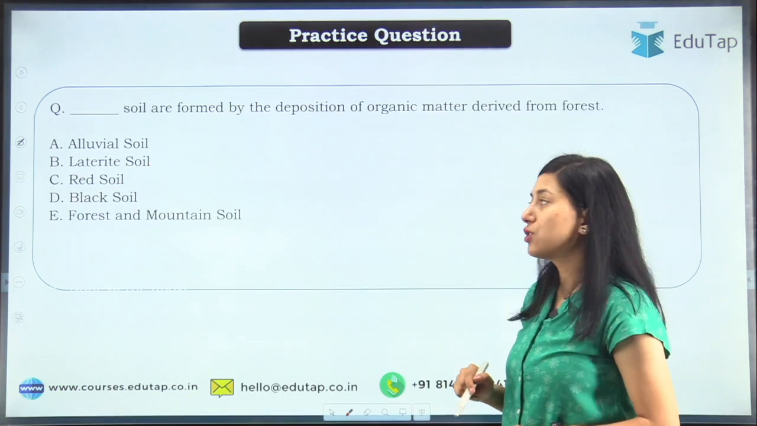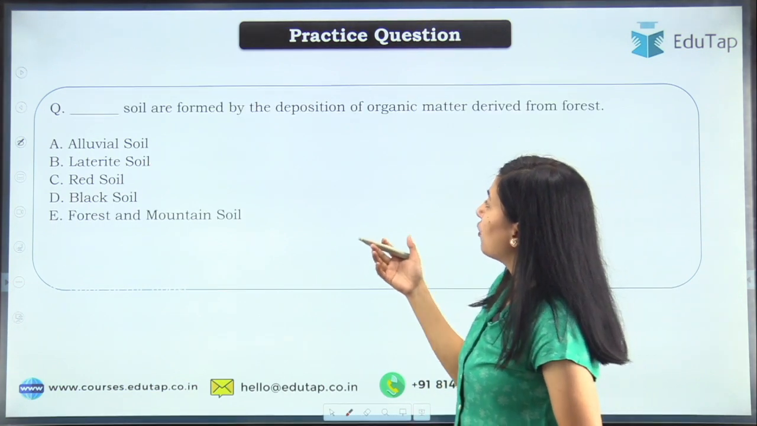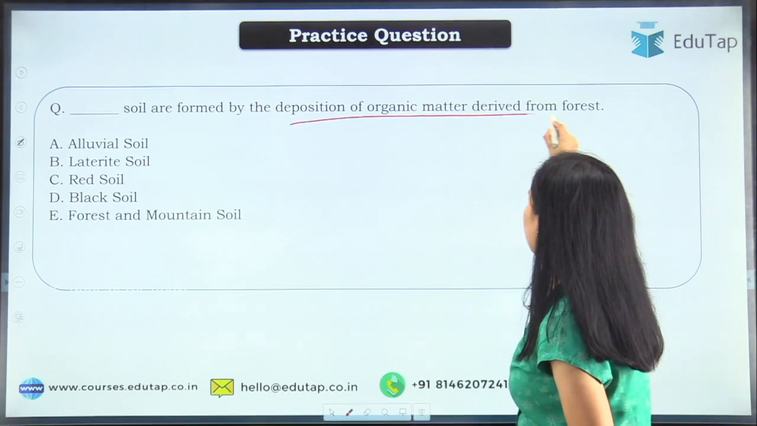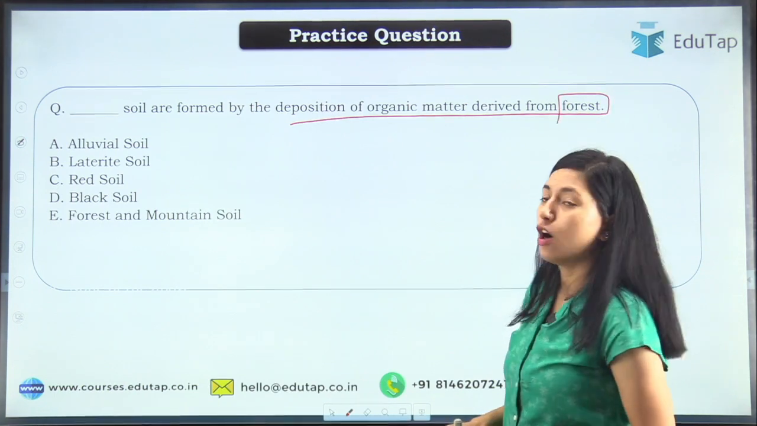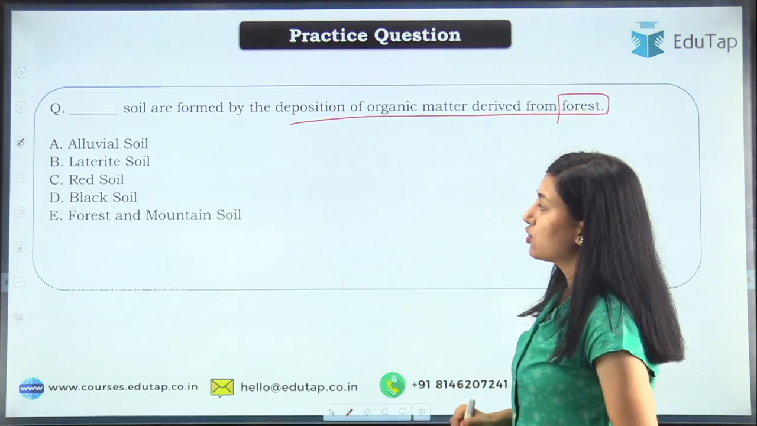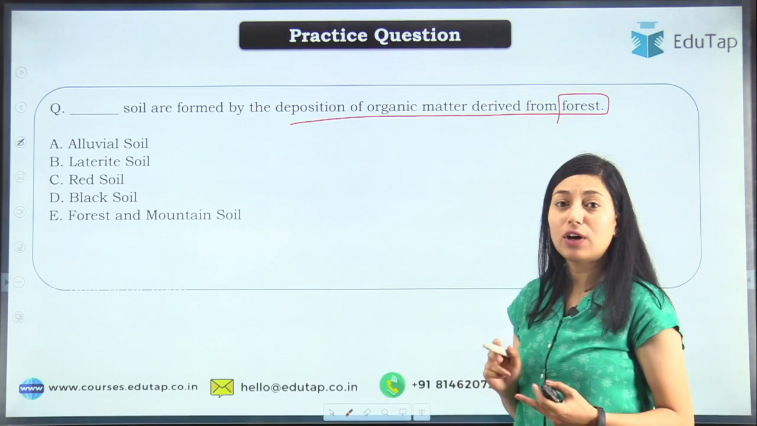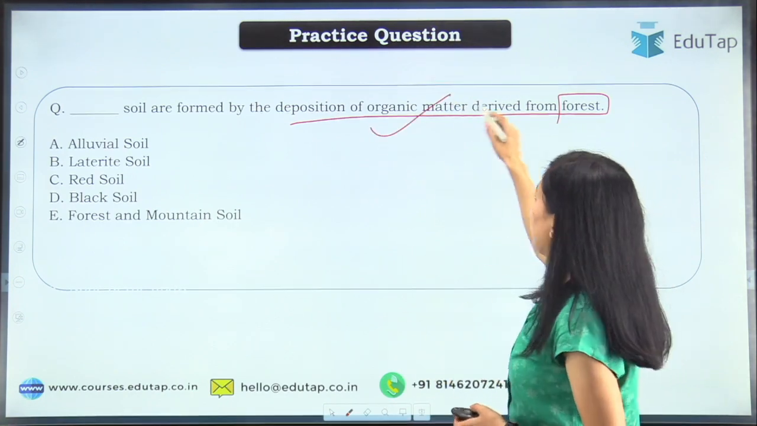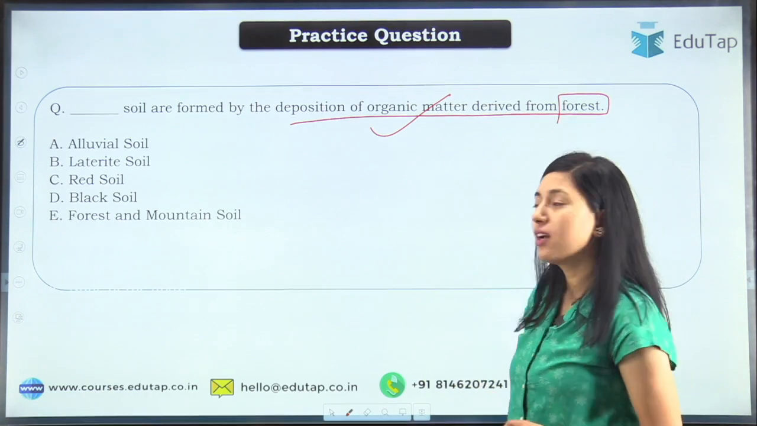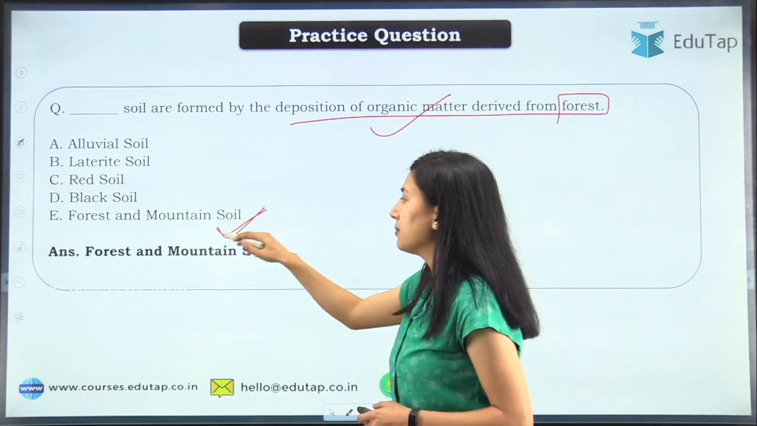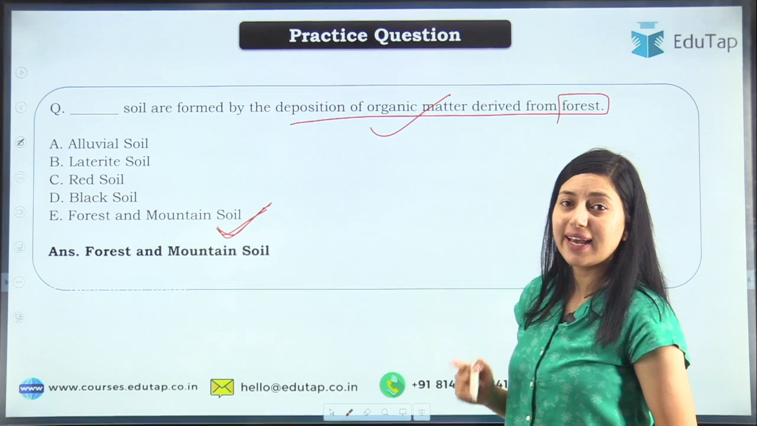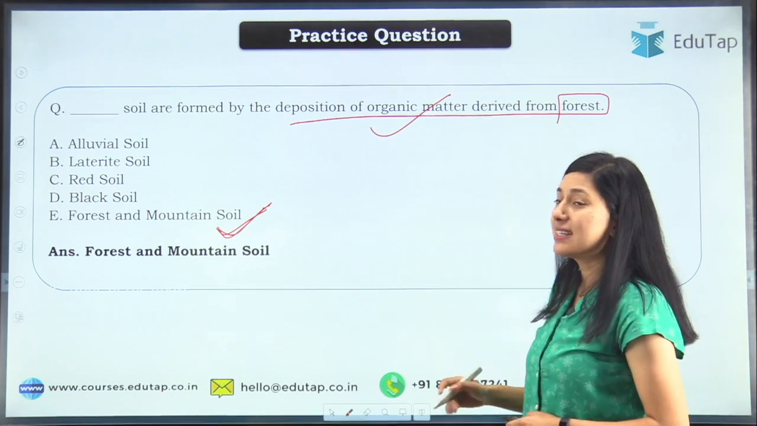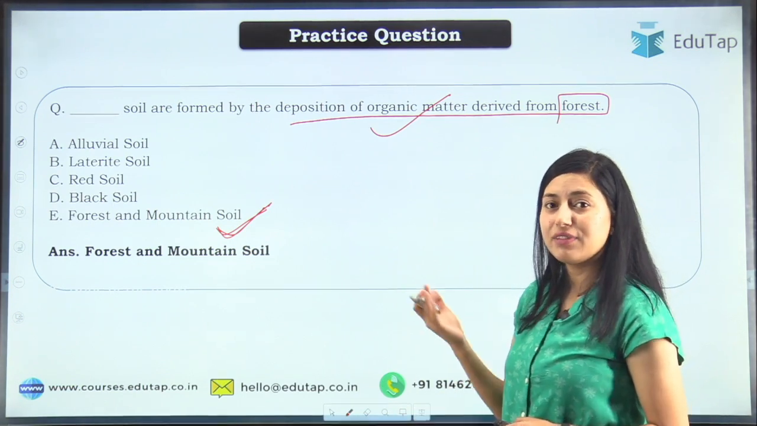Moving on to the next question: which dash soil is formed by the deposition of organic matter derived from forest? Options are alluvial soil, laterite soil, red soil, black soil, forest and mountain soil. Organic matter derived from forest, so it will be your forest and mountain soils. Okay, the right option is forest and mountain soil. Now let us discuss another type of soil, and then we will go to the questions.